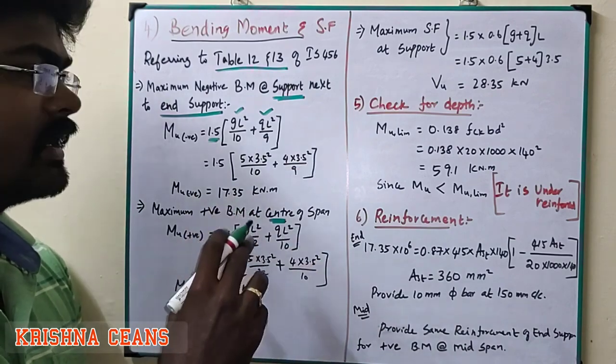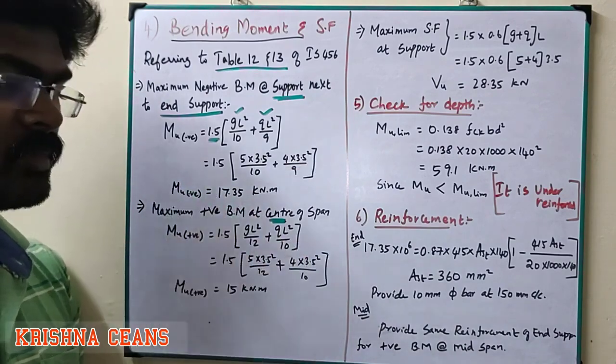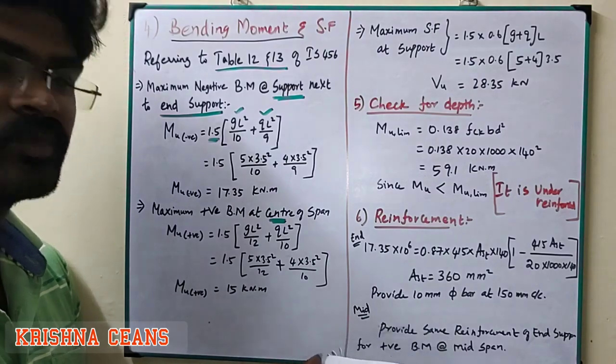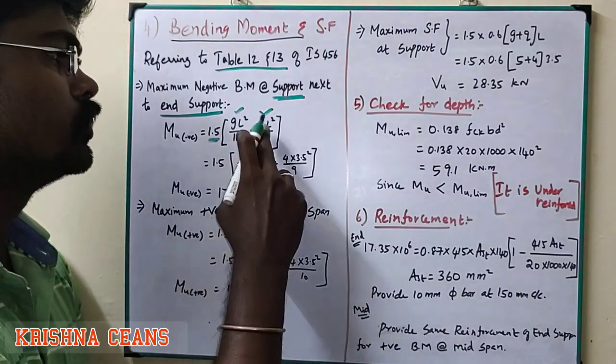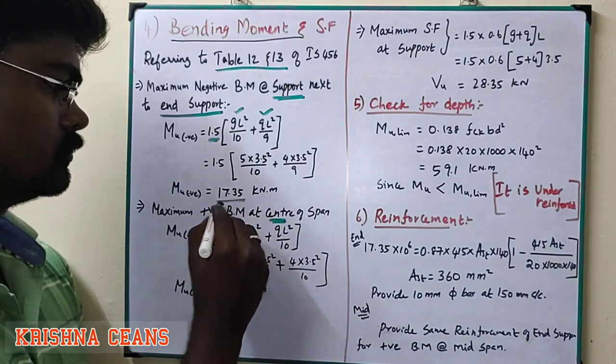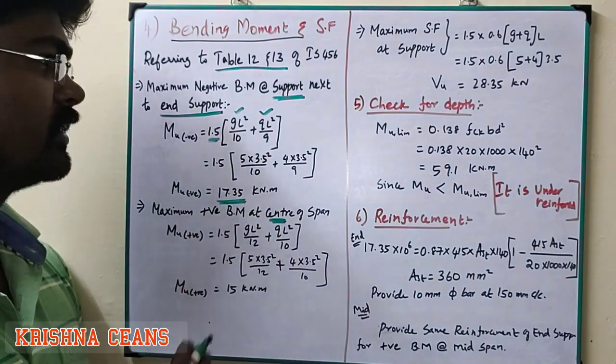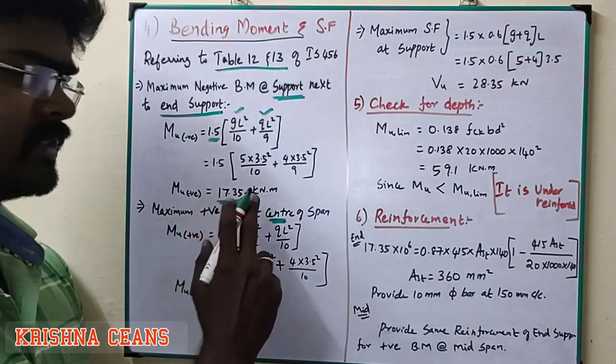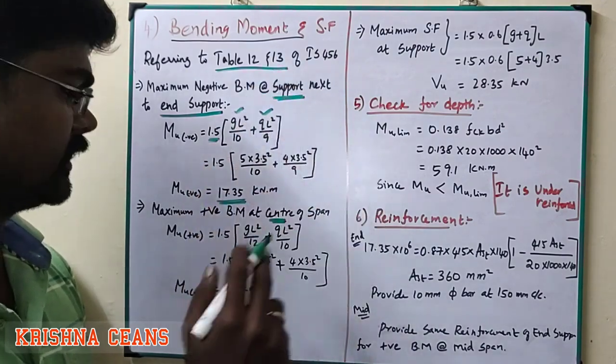But here, as the coefficients are provided in the table, that's why we need to replace it. So G L square by 9 and Q L square by 9. So substitute all the values, we will get the negative bending moment for the support, 17.35 kilonewton meter.